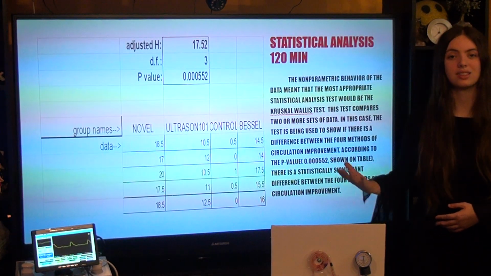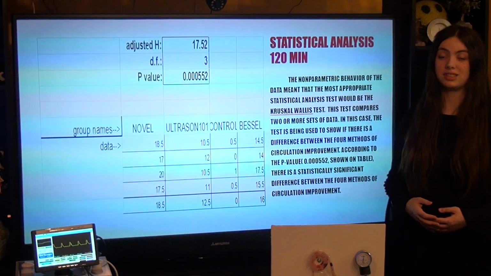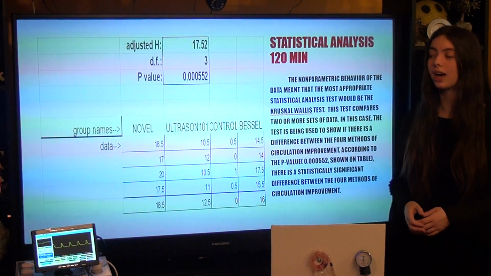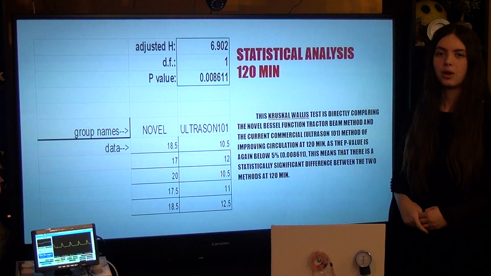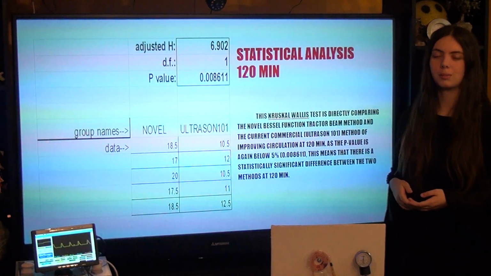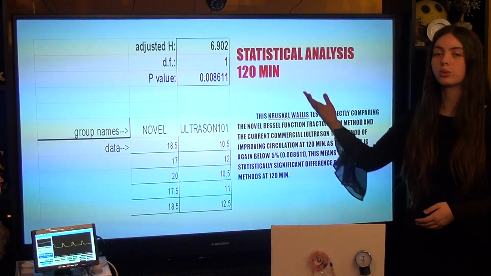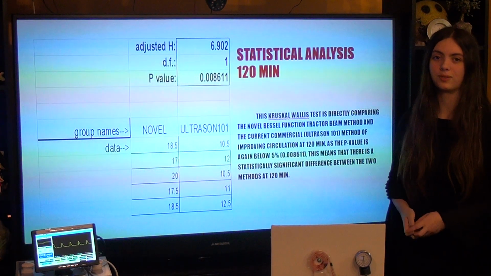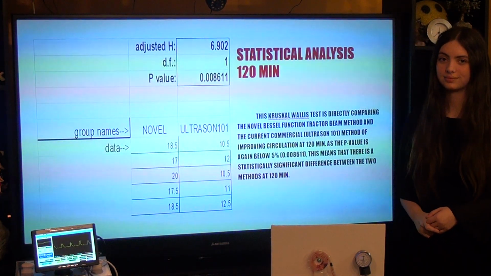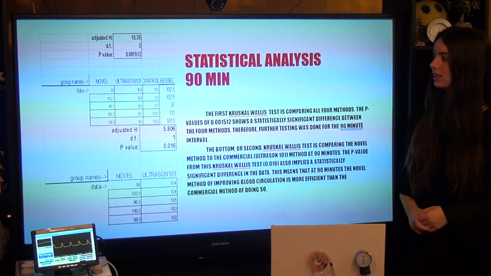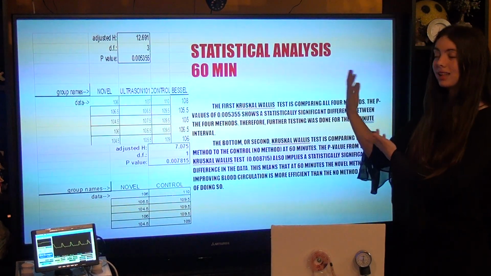For statistical analysis at 120 minutes, I was comparing all 4 methods and found that there was a statistically significant difference between the values according to the p-value. When performing a Kruskal-Wallis test comparing the novel method to the commercial method, at 120 minutes, there was a statistically significant difference found according to the p-value. This was also found at 90 minutes and 60 minutes.